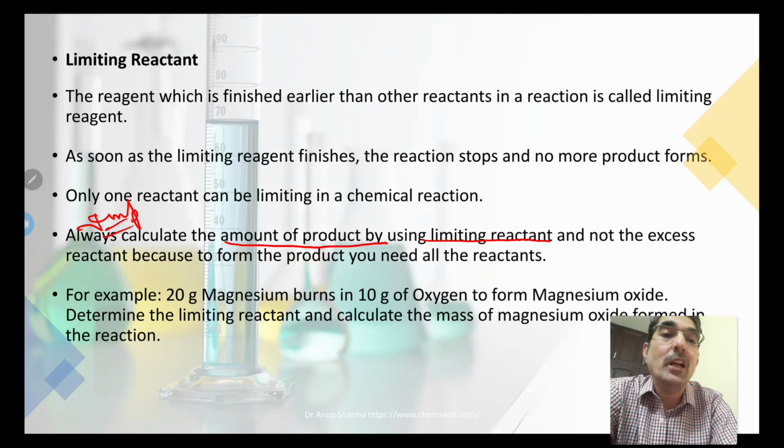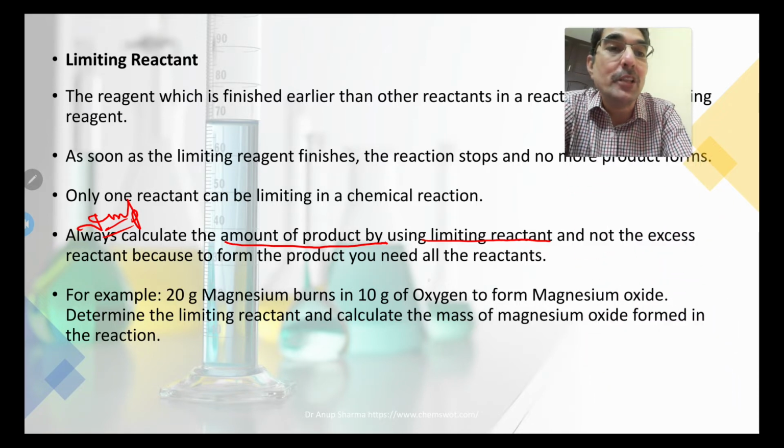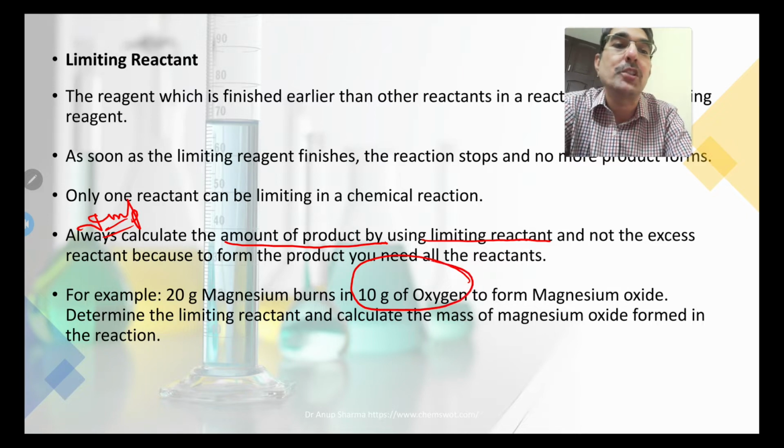For example, 20 gram magnesium. I just reframed the earlier question to consider the limiting reactant. So 20 gram magnesium burns in 10 gram of oxygen to form magnesium oxide. Now here the limit is there, that means we don't know yet which one is the limiting reactant, either magnesium or oxygen. So we are given the mass of oxygen. 10 gram oxygen is available, 20 gram magnesium is available for us to react and to form magnesium oxide, that is, we need to calculate which is the limiting reactant and how much magnesium oxide is formed in this reaction.